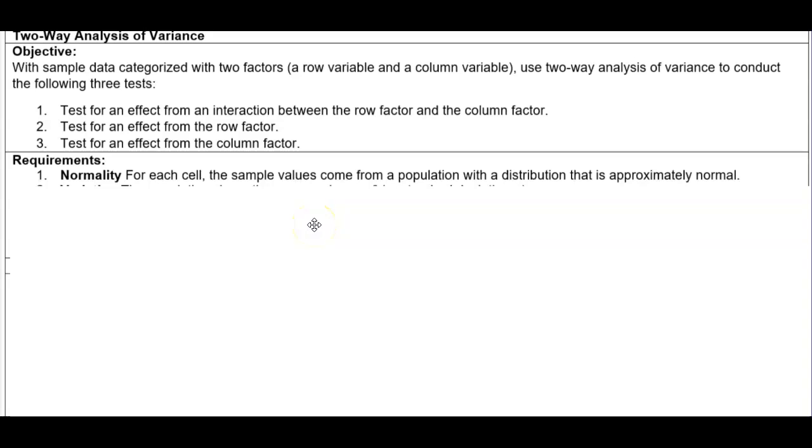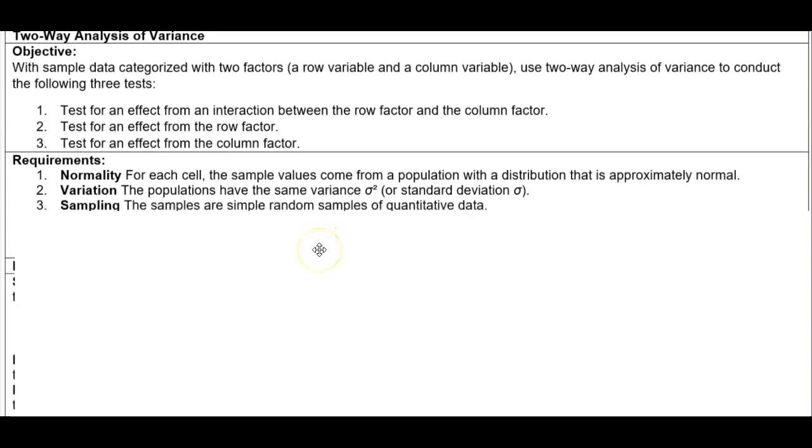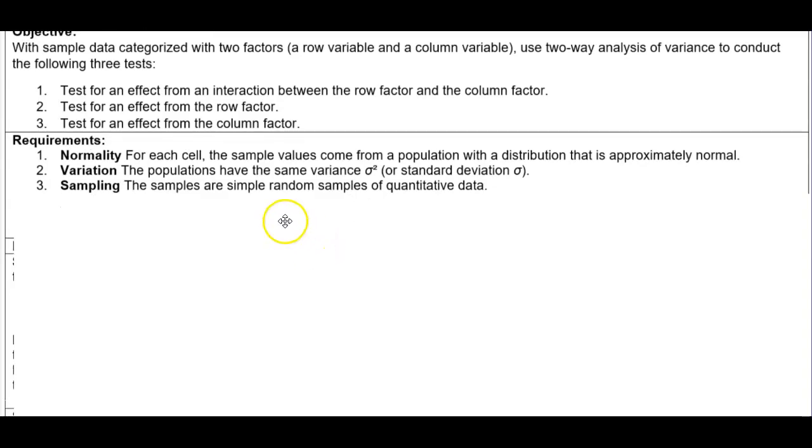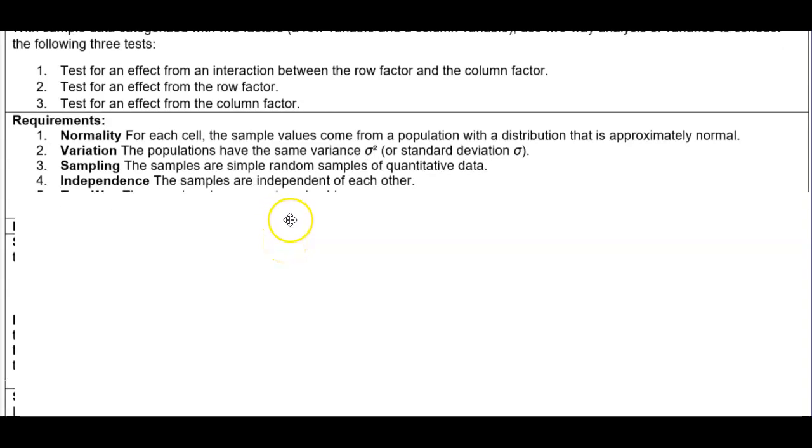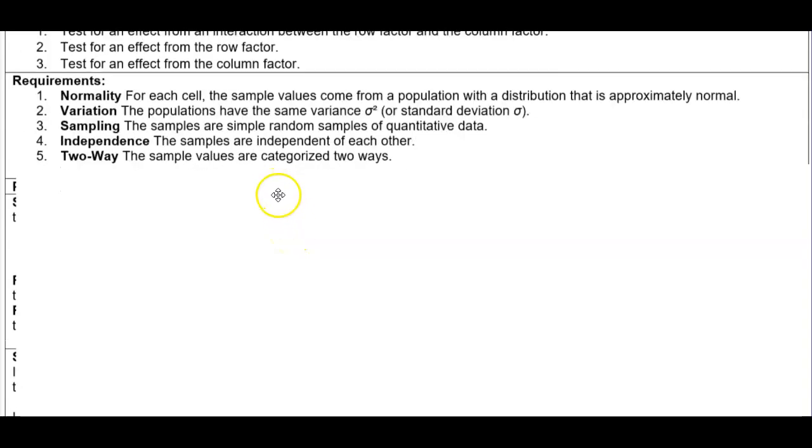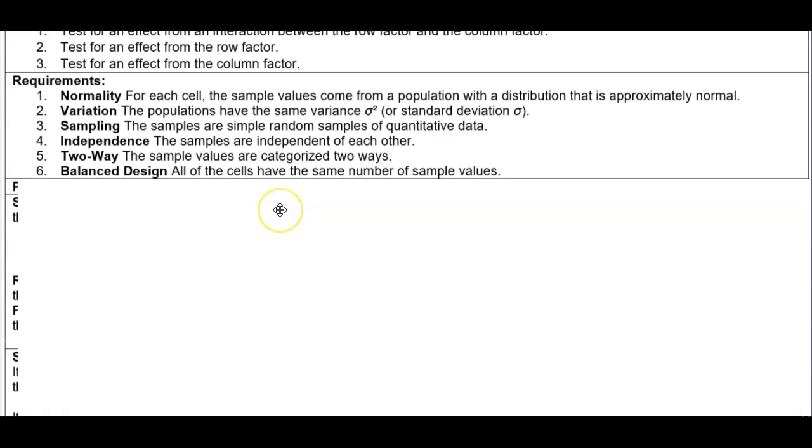Requirements. Number 1, normality. For each cell, the sample values come from a population with a distribution that is approximately normal. Number 2, variation. The populations have the same variance or standard deviation. Number 3, sampling. The samples are simple random samples of quantitative data. Number 4, independence. The samples are independent of each other. Number 5, two-way. The sample values are categorized in two ways. And number 6, a balanced design. All of the cells have the same number of sample values.